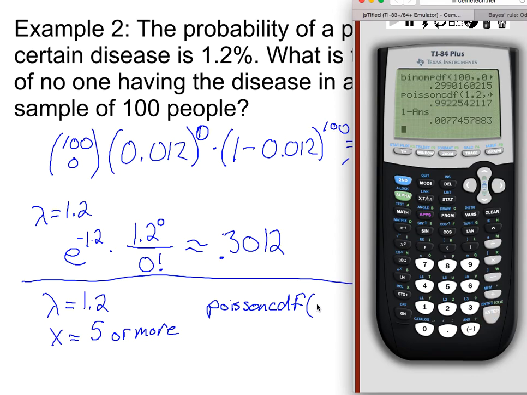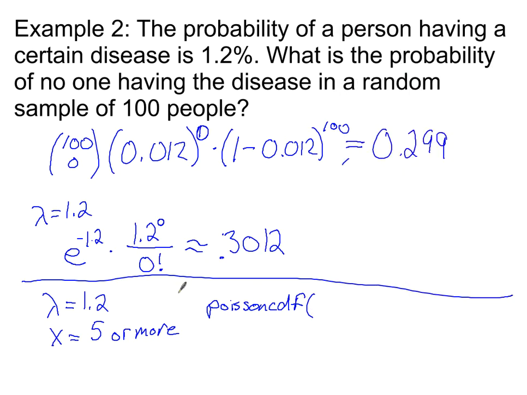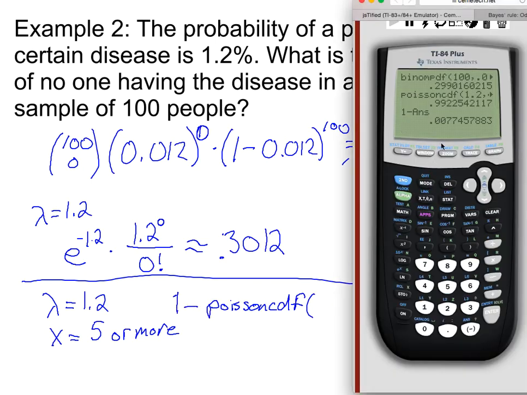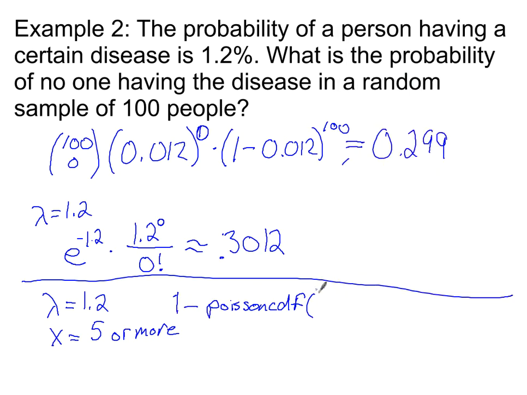So maybe there's something in that environment that's causing that disease to happen, right? But in this case, this would be again like a 1 minus the Poisson CDF. You can see here 1.2 comma 5. Excuse me, 1.2 comma 4, because I want up to and including 4. Okay, so this is the probability of 5 or more sick people.